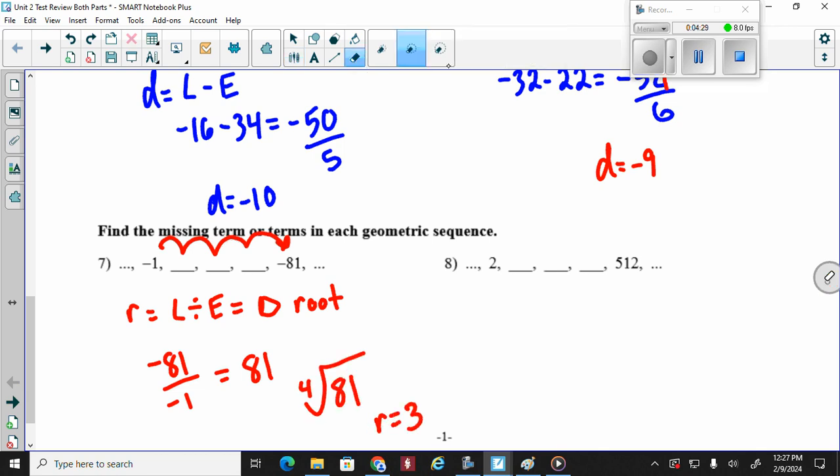Now, most of you guys are getting this on the quiz, so I'm really just talking to about 1 or 2 of you at this point. Negative 3, negative 9, negative 27.